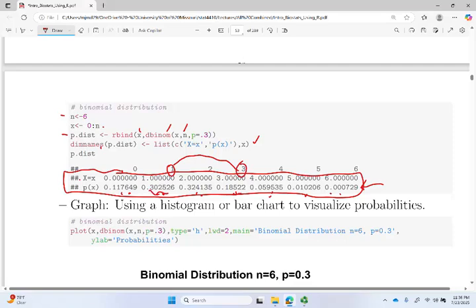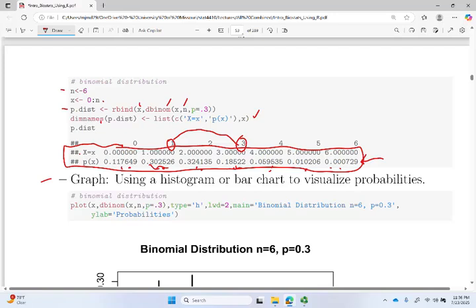Now you can visualize these distributions. It doesn't have to be a table. And when you look at a table, sometimes you don't get a good feel for how the probabilities are grouped, in a sense.